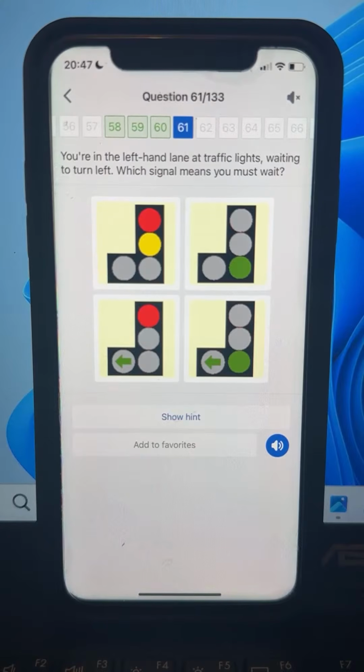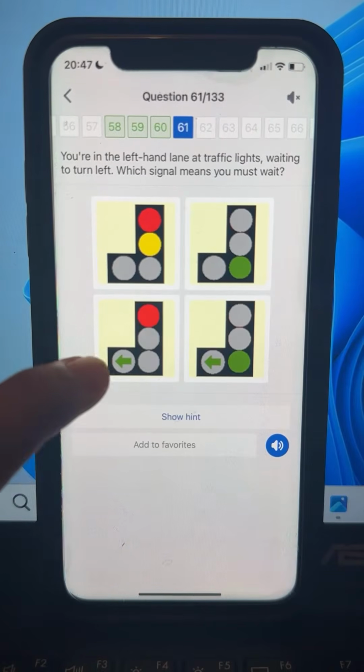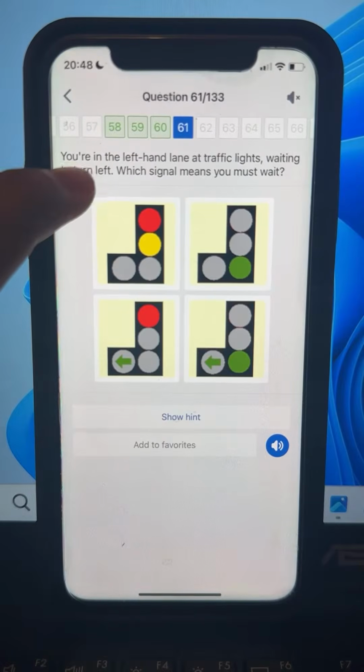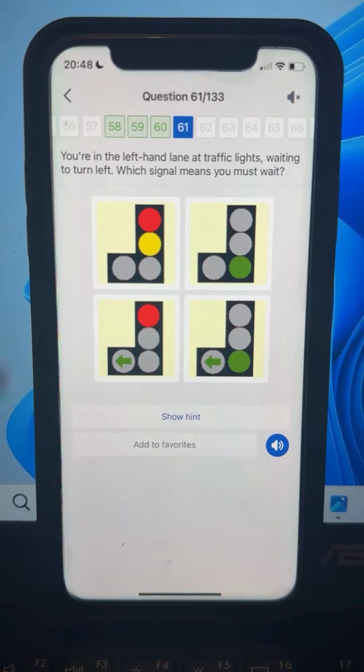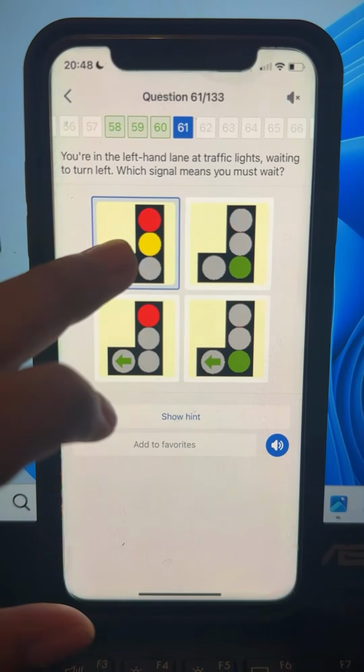Okay? A is the correct option. You're saying C, but that is stop for other traffic. If you are turning left, you should be going. The question says you want to turn left, so this one will be go for you if you are turning left. This is what we call a traffic light filter. Okay, A is the correct option, guys.